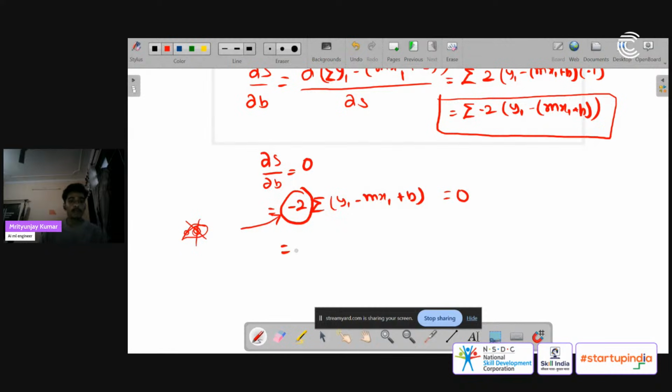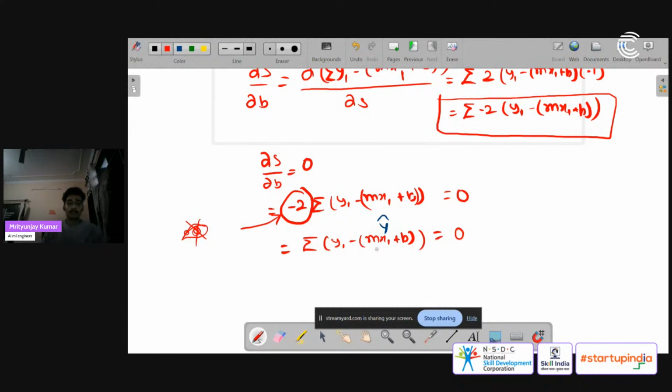Okay, so what we get after making this one 0 is summation of y_i minus, here also a small bracket, (mx_i plus b). This is y predicted. Again I am telling you, if you are getting confused on this one, just remember that this is the predicted value we got from the model. This is nothing but reverse engineering, so don't focus here.